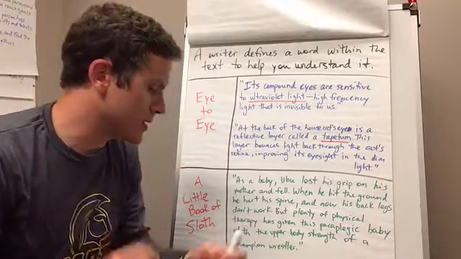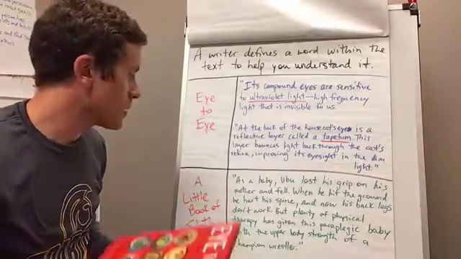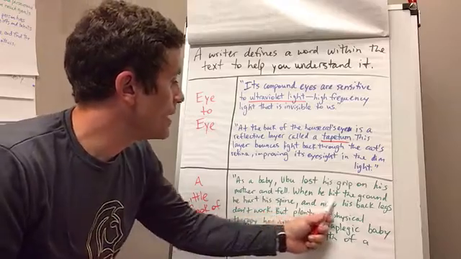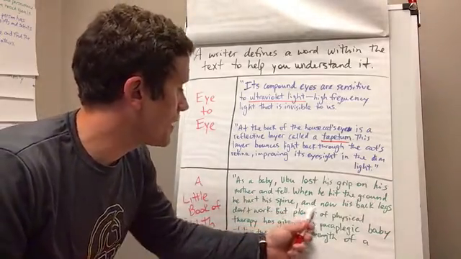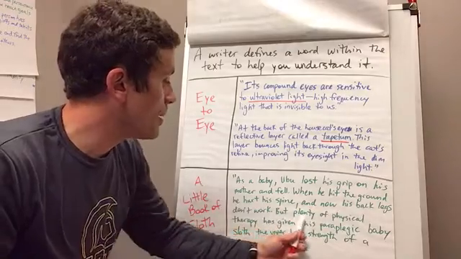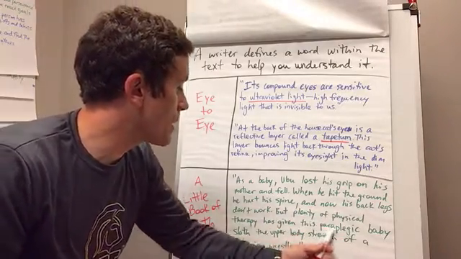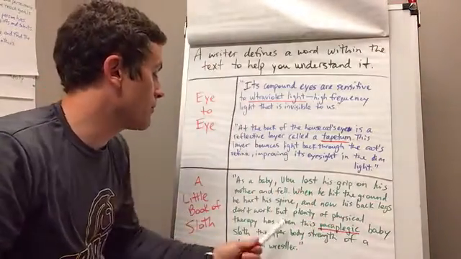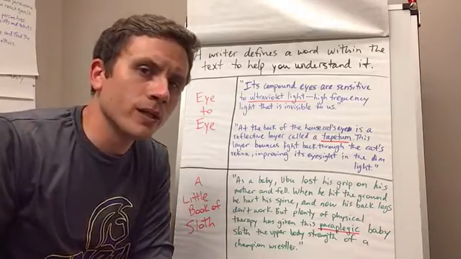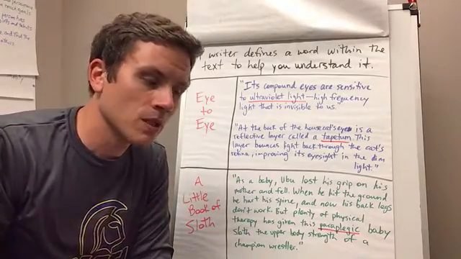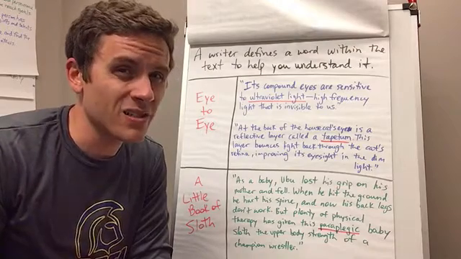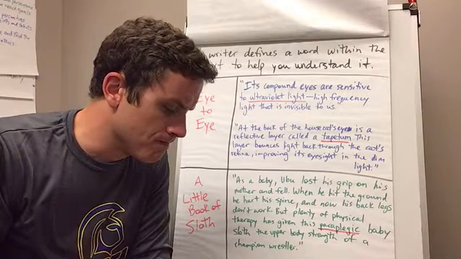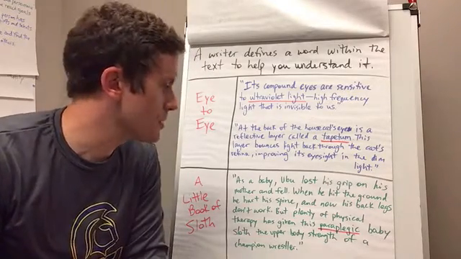And now we take a little time to look down here at A Little Book of Sloth. And we can see, as a baby, Ubu lost his grip on his mother and fell. When he hit the ground, he hurt his spine. And now his back legs don't work. But plenty of physical therapy has given this paraplegic baby sloth the upper body strength of a champion wrestler. How could we learn the meaning of the word paraplegic? A little more serious this time because now we have a serious situation about Ubu who got hurt. So how does the author help you understand this word?